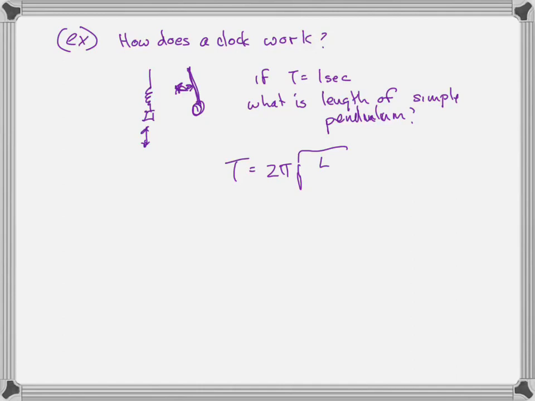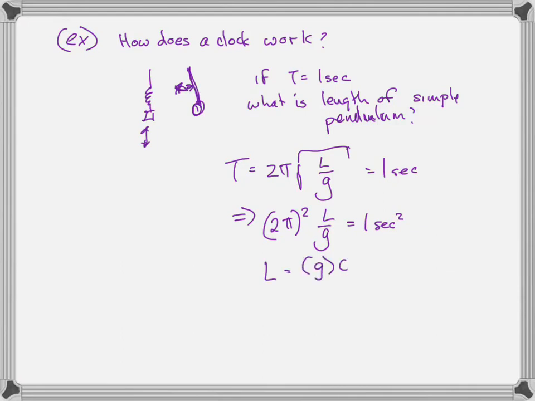T equals 2 pi square root of L over g equals 1 second. So therefore, 2 pi squared L over g equals 1 second squared, and L equals g times 1 second squared over 2 pi squared. g is 9.8 meters per second squared.